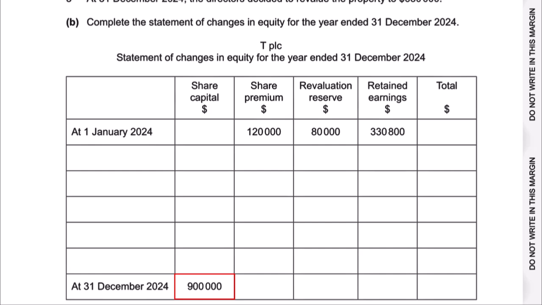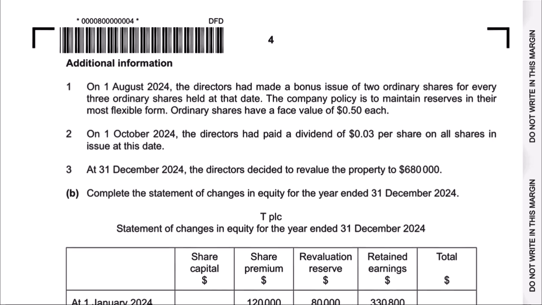Any changes in the share capital occurred exactly only on August 1 because of the bonus issue, right? This means that the share capital before the bonus issue on August 1 was the same as the share capital on January 1. So let's assume that the share capital on January 1 is X. Since the face value of each share is $0.5, dividing X by $0.5 gives us the total number of shares, which is 2X. We have converted the amount of share capital into the number of shares because the bonus issue is in terms of number of shares.